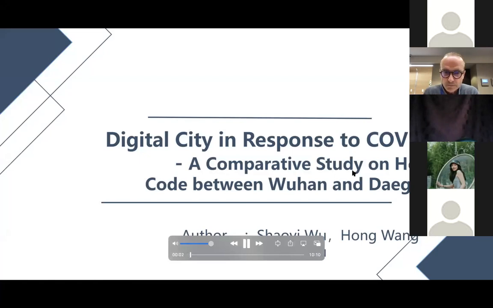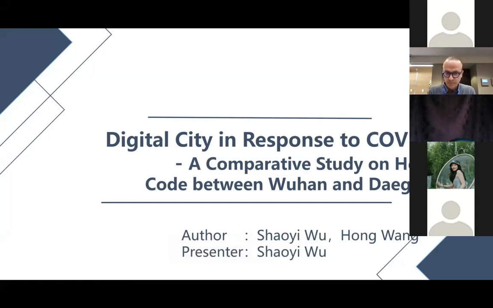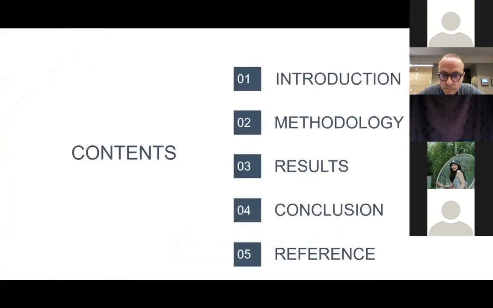Hello everyone, my name is Shaoyi Wu. The paper is about digital city in response to COVID-19, a comparative study on health code between Wuhan and Daegu. The paper is co-written by me and Professor Wang. Before my presentation, thanks to Professor Wang and ICCCASU for giving me this opportunity, and thanks to my friends for helping me collect data and revise this paper. Now the presentation will begin. These are the contents of this presentation, including introduction, methodology, results, conclusion, and reference.